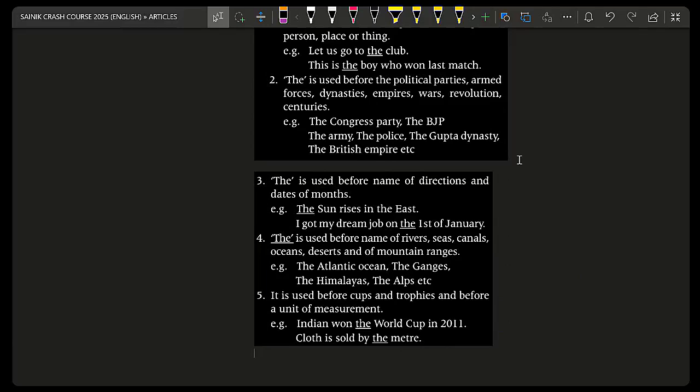The is used before names of rivers, seas, canals, oceans, deserts, and mountain ranges. So the natural things before that, like the Atlantic Ocean, the Ganges, the Himalayas, the Alps, etc. The is also used before cups and trophies and before a unit of measurement. Why cups and trophies? Because they're specific trophies. For example, India won the World Cup. So the World Cup in cricket, it's a specific tournament. So we are going to use the in 2011. Cloth is sold by the meter. That means before units also we use the.